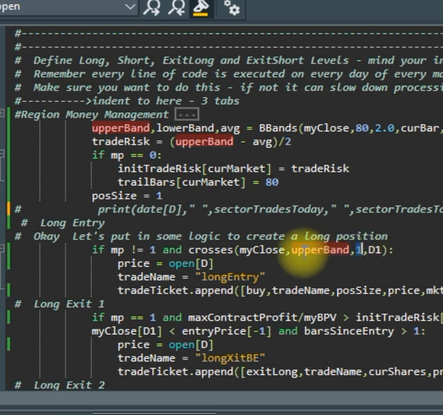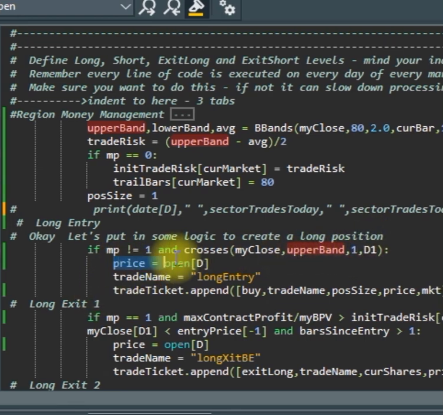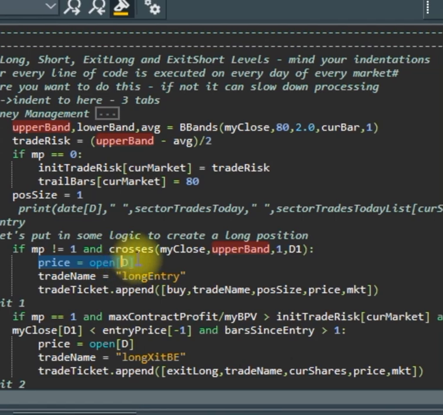If there is a crossing, I'm going to set my price to open of the day, open D, and you could use D1, D2, D3. That's 2, 3, 4 days ago. I'm going to give it a trade name, long entry, and then I'm going to append my trade ticket. And this is important. You need to understand how to do this.